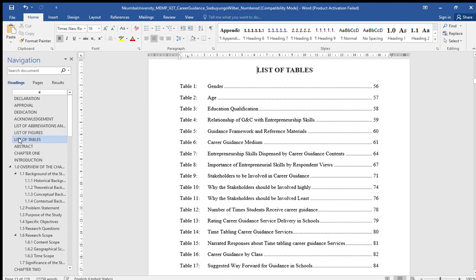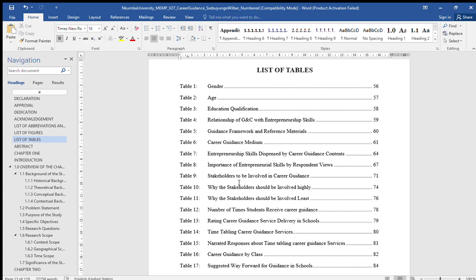There is also a list of tables, just in case you have some tables in your work. For example, in chapter 3 on methodology, you can have a table there. The table that you have there, for example, a sample size table, you can actually label it and call it table 1 if it's the first table.